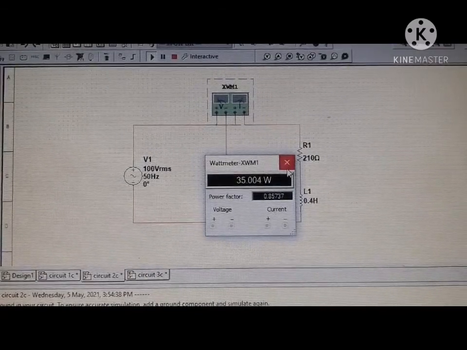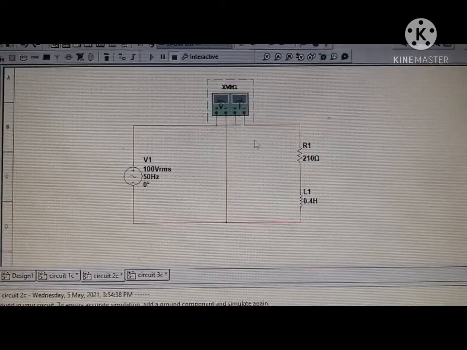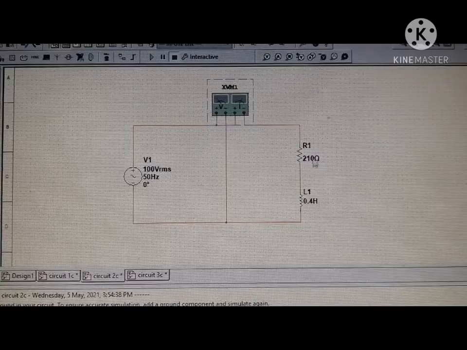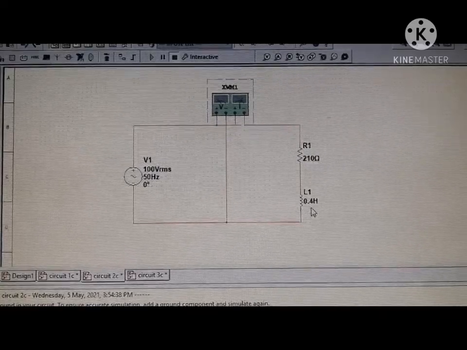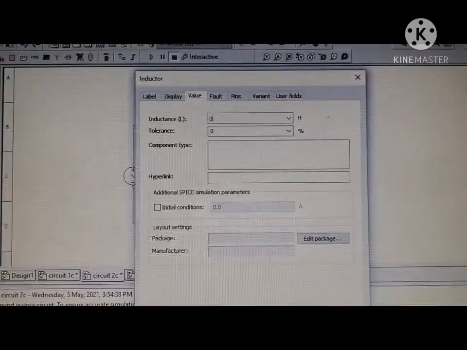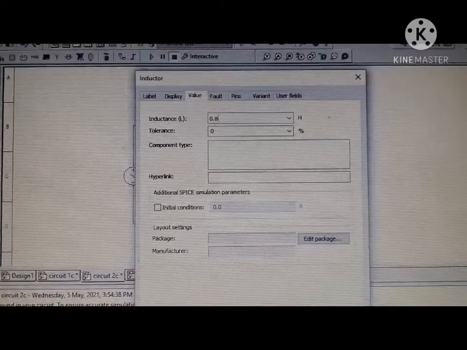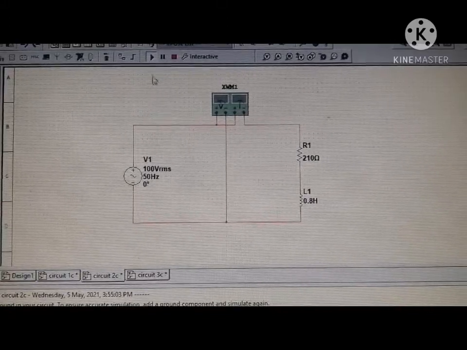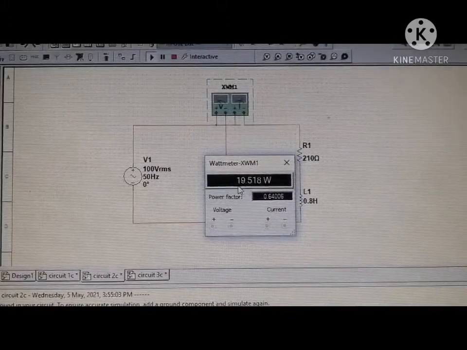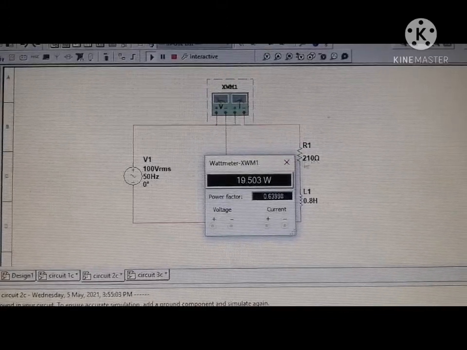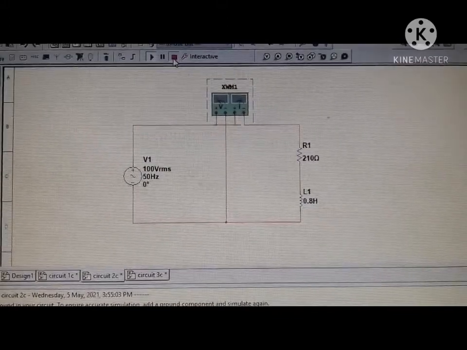35.004 watt. Okay, stop the simulation. The value of the resistor is the same, and the inductor you need to change to 0.8. Then start the simulation and then you will get the value, that is 19.4503 watt. Okay, stop the simulation.